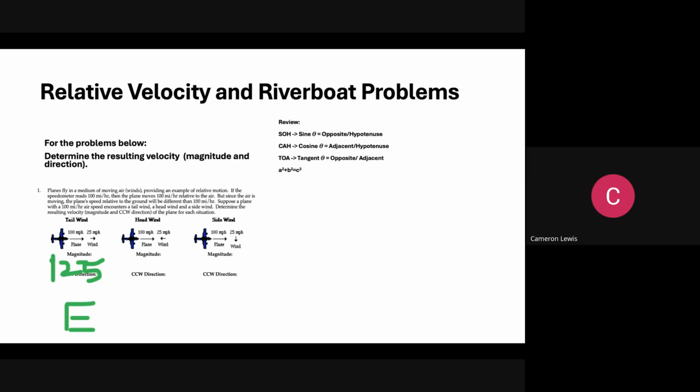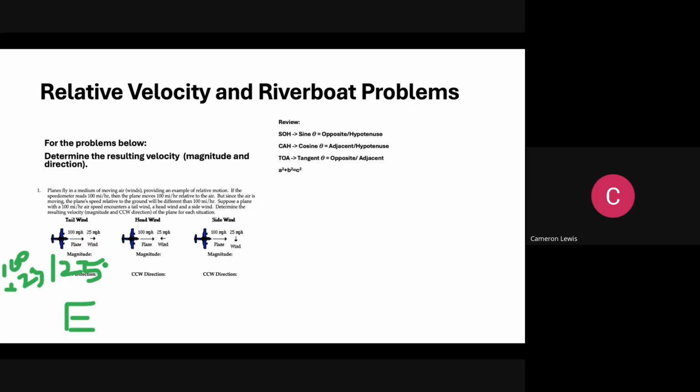We added 125 for tailwind, right? So I'll do 100 and then 25. You added them. So for this next one, which is a headwind, the wind is coming towards the head of the plane. So instead of being in the same direction, from behind it to the front, it's going from the front to the end of the plane. So you're going one direction, the wind is coming straight head on to you.